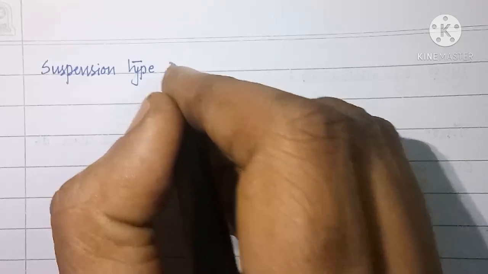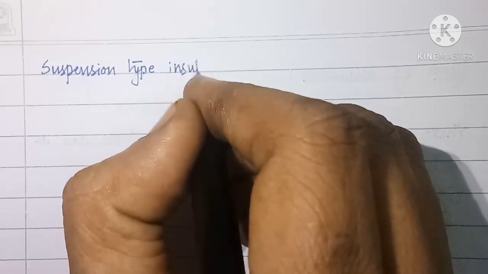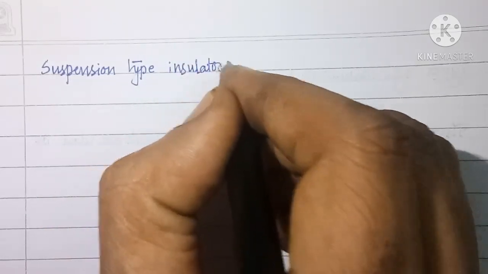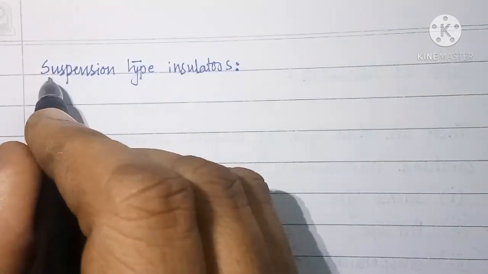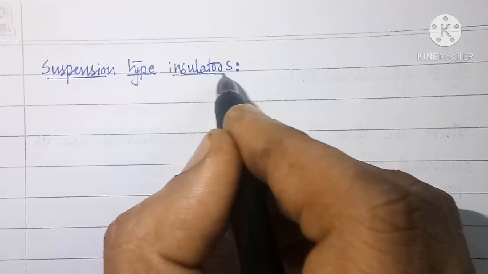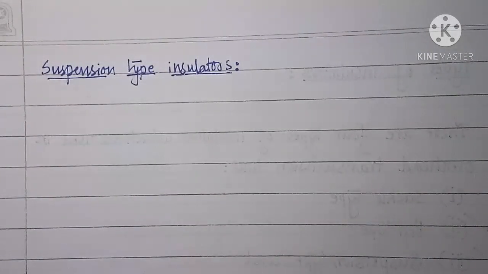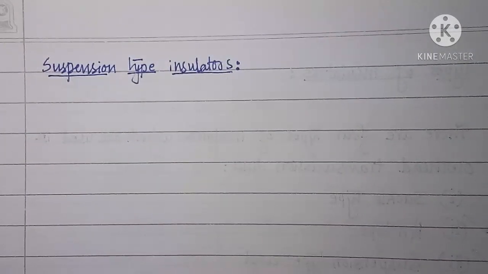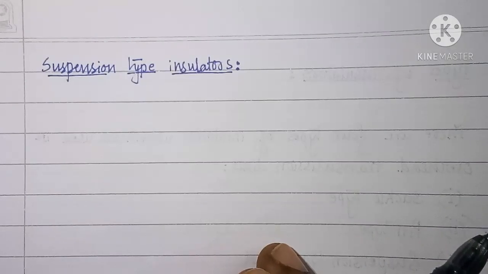Suspension type insulators. Just now we studied that pin type insulators are uneconomical for high voltage applications. Therefore, for high voltage applications, suspension type insulators are used.